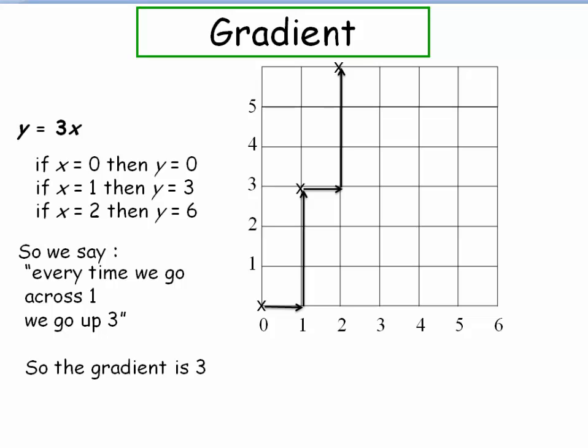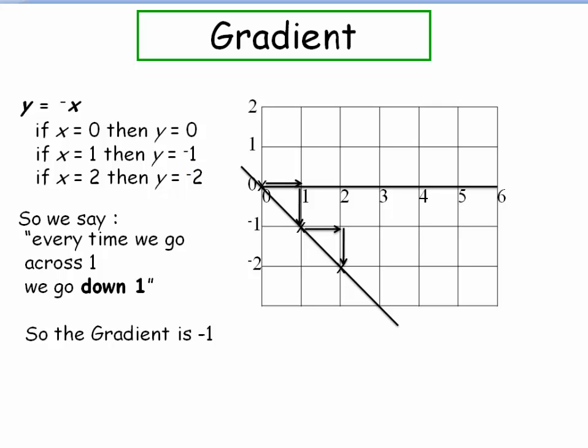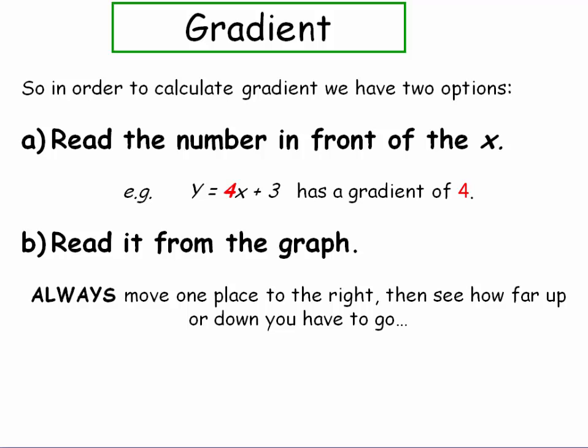Here we're showing how we get a gradient of 3. So it's 3 up, 1 across. So rise over run. So rise is 3, run is 1. So it's expressed like a fraction. Here we have a negative gradient. So every time we go across 1, we go down 1. And that gives the line a negative gradient. So to get the gradient, we read the number in front of the x, and we can read it from the graph.